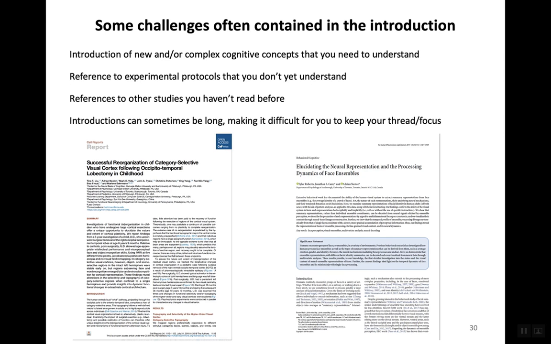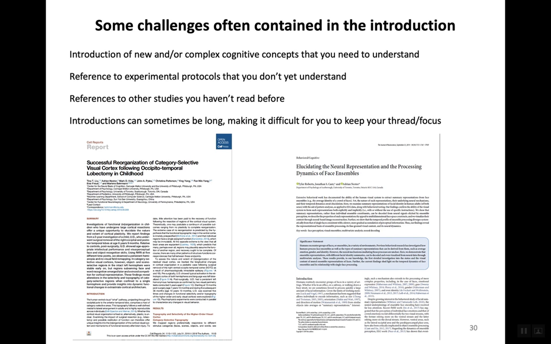Okay, so then what better way to develop these introduction reading skills than to look at a couple of papers and see how effectively we can parse and understand what is presented to us in the introduction section.